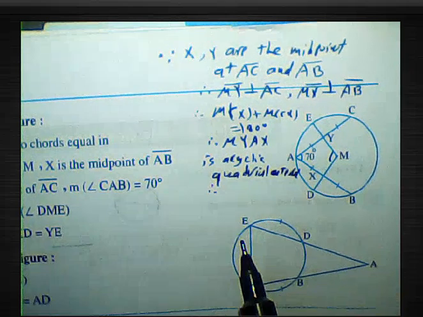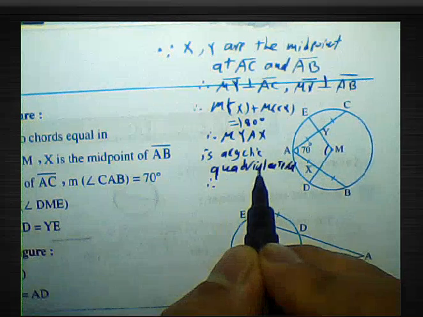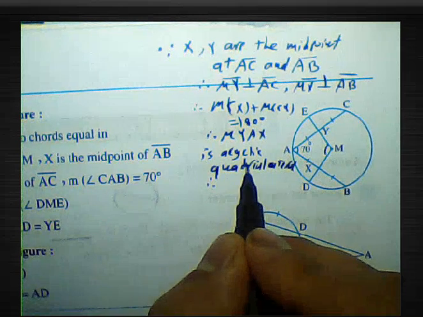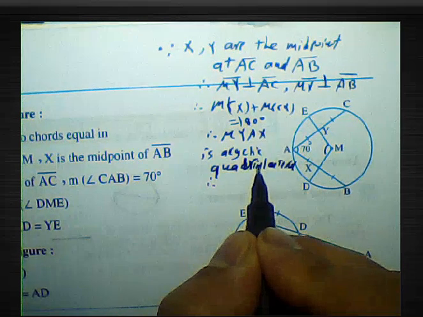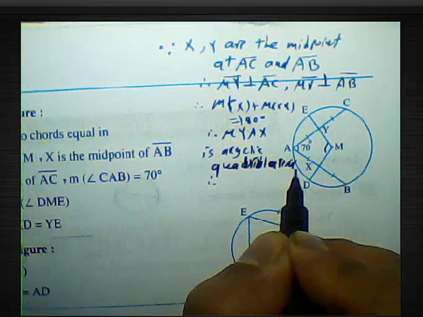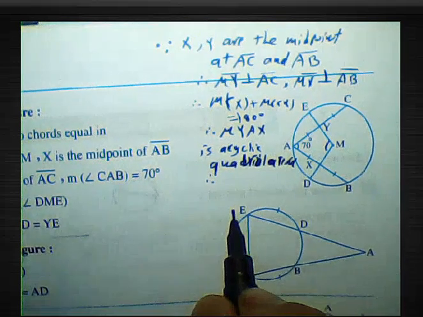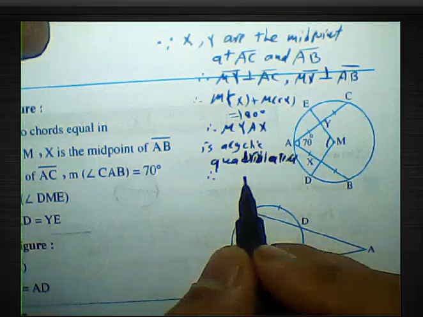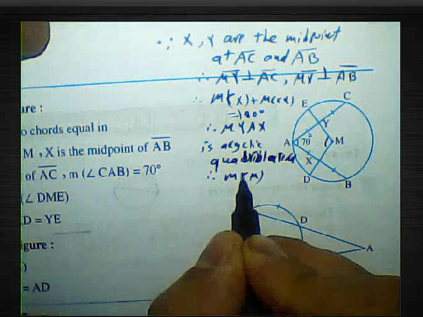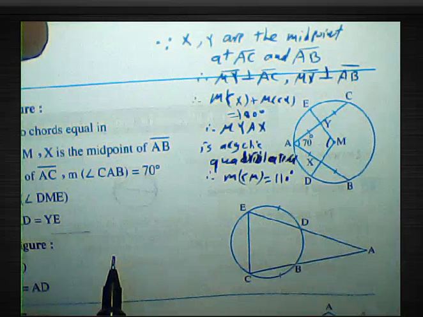Okay, my students, cyclic quadrilateral. Then the measure of angle M will be 110 degrees.